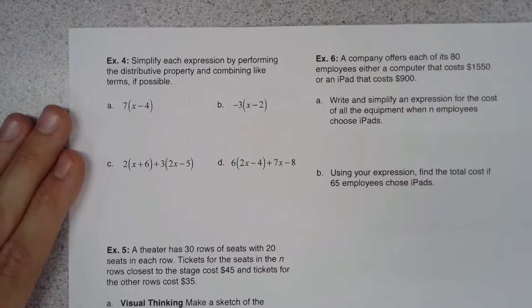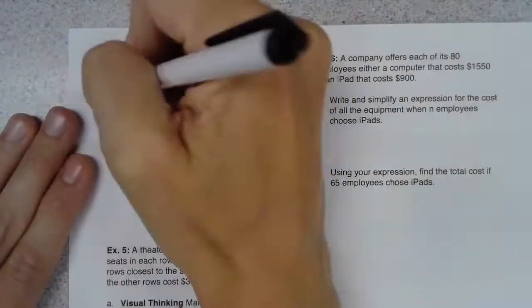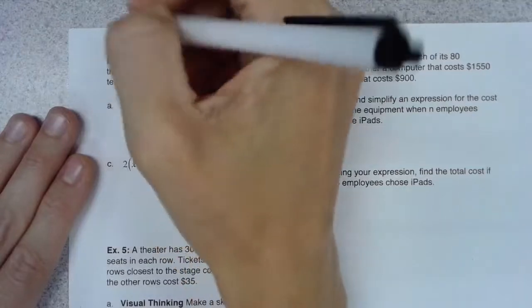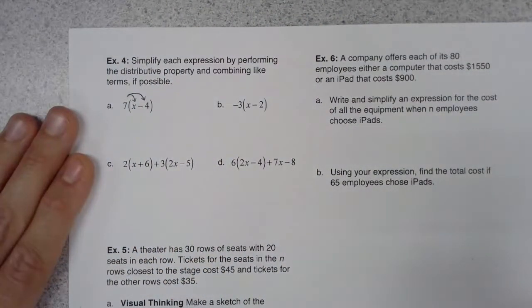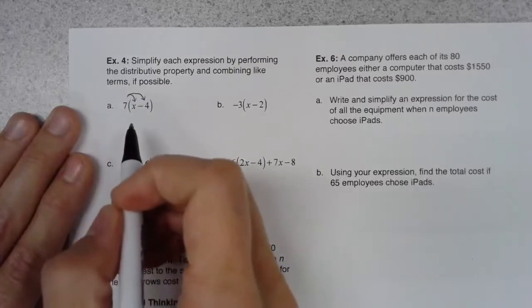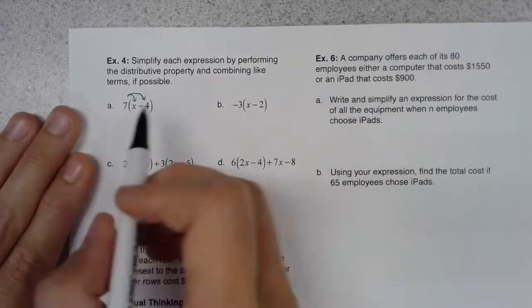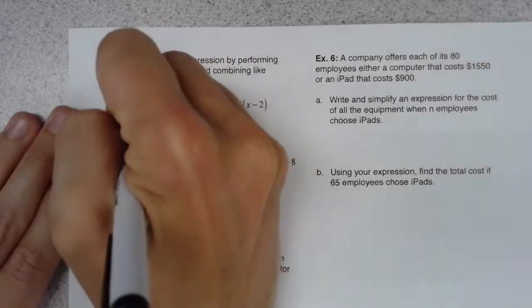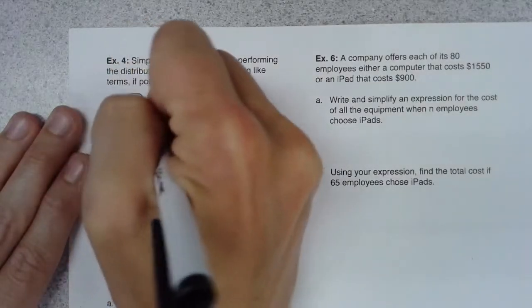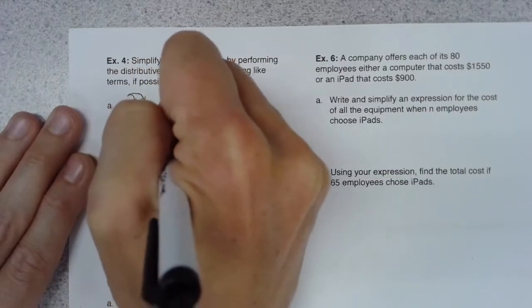When expressions contain parentheses, sometimes they can be simplified by performing the distributive property. So remember, with the distributive property, you have a number out front that's being multiplied to each of the terms that are on the inside. When you do the multiplication, just make sure you're careful with your signs. That'll come up later. And then at the end, you want to simplify if there's anything else you can combine together. 7 times x gives me 7x, and then 7 times negative 4 gives me negative 28.